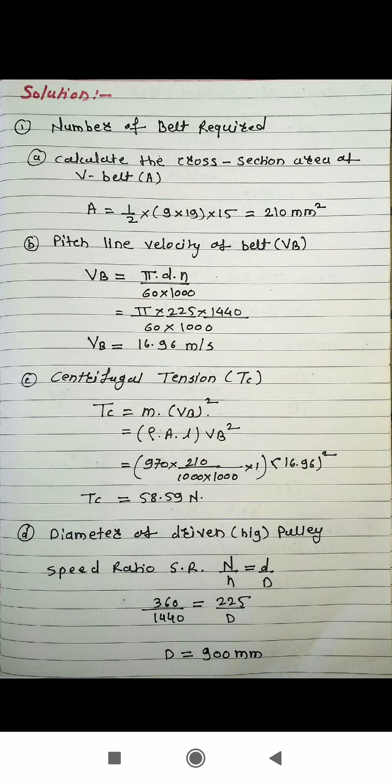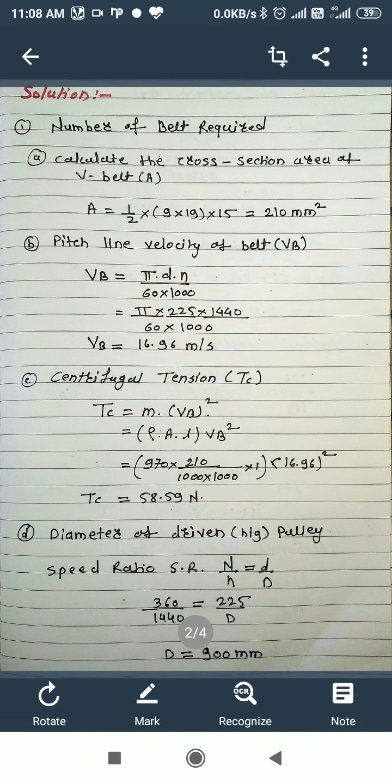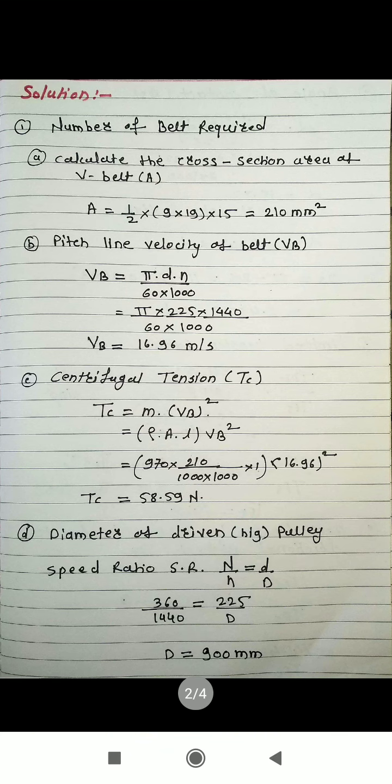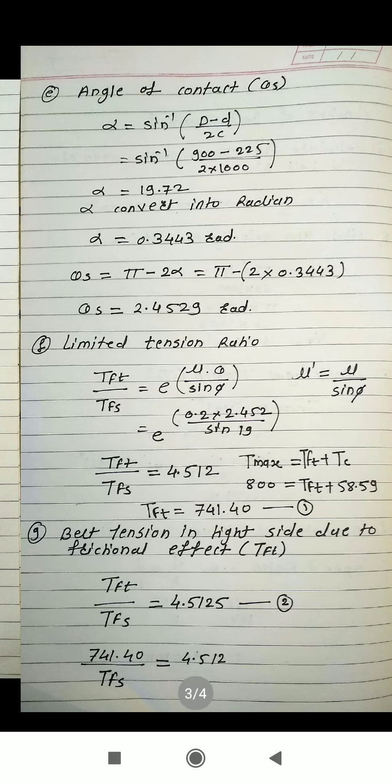Then third, centrifugal tension TC. TC is equal to mass into velocity square. Mass is equal to density into volume. Put all the values. Cross sectional area is already calculated as 210, means density into area into VB square. Put all values and calculate the centrifugal tension. The next one, diameter of the driven pulley. Here consider the speed ratio, because small n and capital N are given, the value of small d is given, but the unknown is capital D. From this speed ratio equation, calculate capital D. The capital D value is 900 mm.